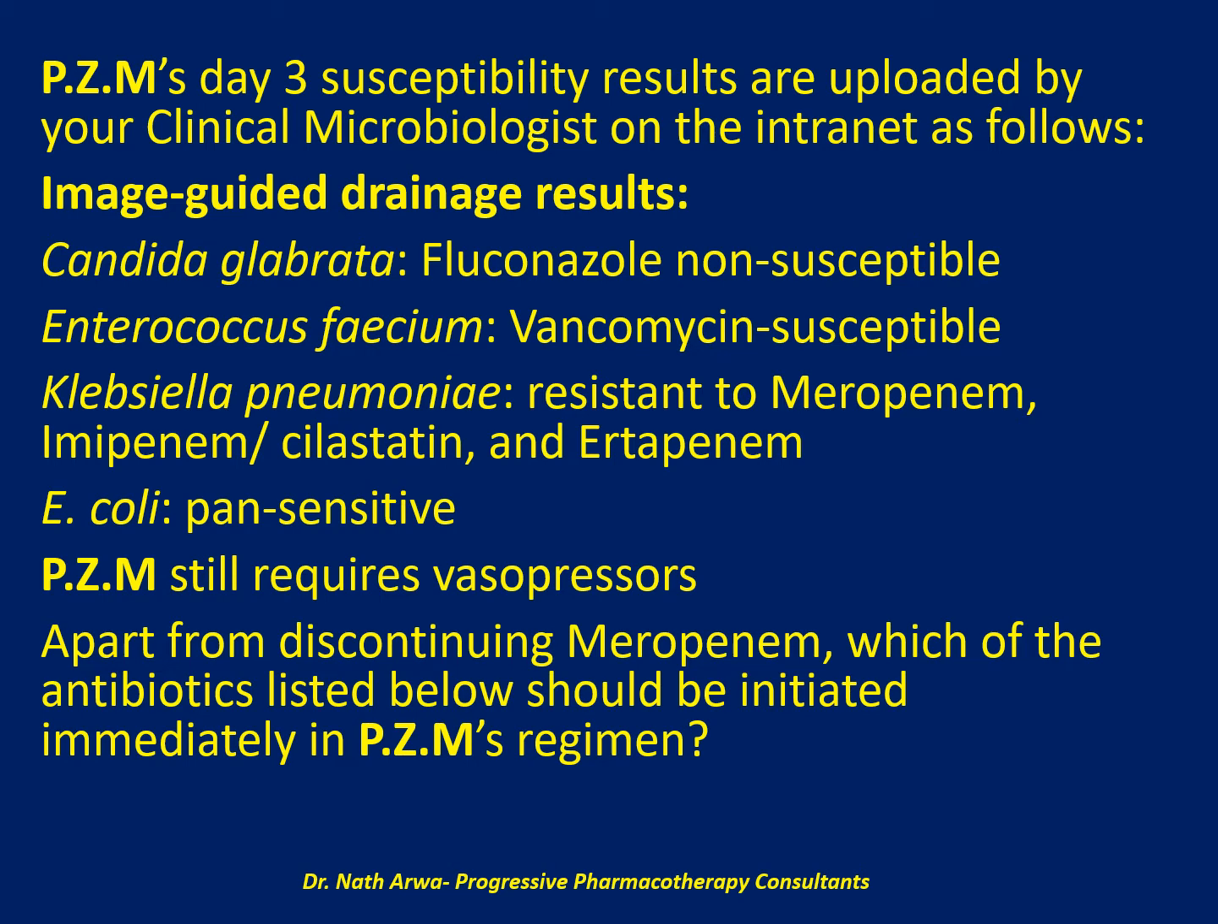PZM's Day 3 susceptibility results are uploaded by your clinical microbiologist on the intranet as follows. The image-guided drainage results included Candida glabrata, fluconazole non-susceptible; Enterococcus faecium, vancomycin susceptible; Klebsiella pneumoniae, resistant to meropenem, also resistant to imipenem-cilastatin and ertapenem; Escherichia coli, pan-sensitive. PZM still requires vasopressors. Now, apart from discontinuing meropenem, which of the antibiotics listed below should be initiated immediately in PZM's regimen?